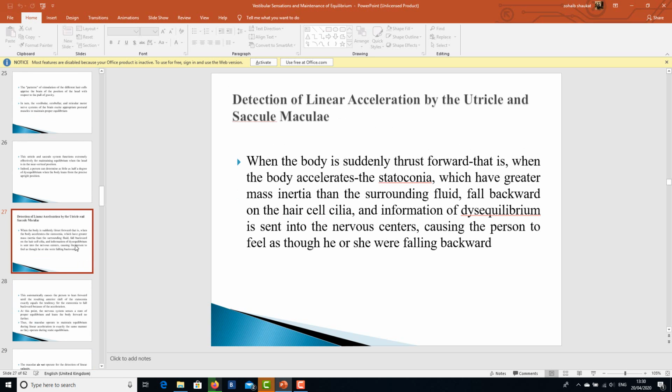Detection of linear acceleration by the utricle and saccule maculae. Now, when the body is suddenly thrust forward, that is, when the body accelerates, the statoconia, which have greater mass inertia than the surrounding fluid, fall backward on the hair cell cilia, and information of disequilibrium is sent into the nervous centers, causing the person to feel as though he or she were falling backward.